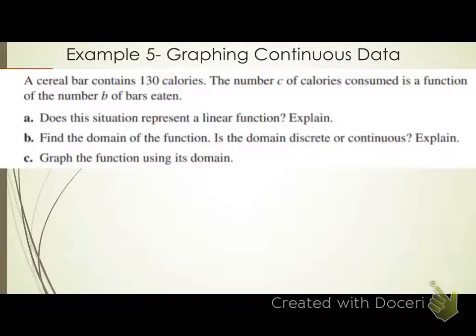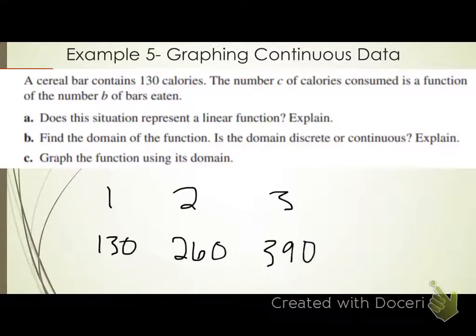So, the letter A is asking, does this situation represent a linear function? So we need to look at our x and y values, or in our case, our b and our c values. So, it says for every bar eaten, the number c of calories consumed goes up. So, if I eat 1 bar, the number of calories I've consumed is 130. If I eat 2 bars, the number of calories I've eaten is 260. 3 bars would be 390, so on and so forth.